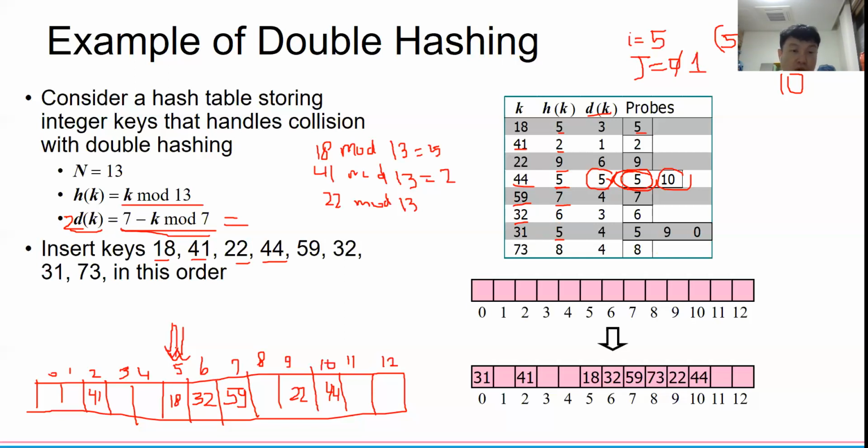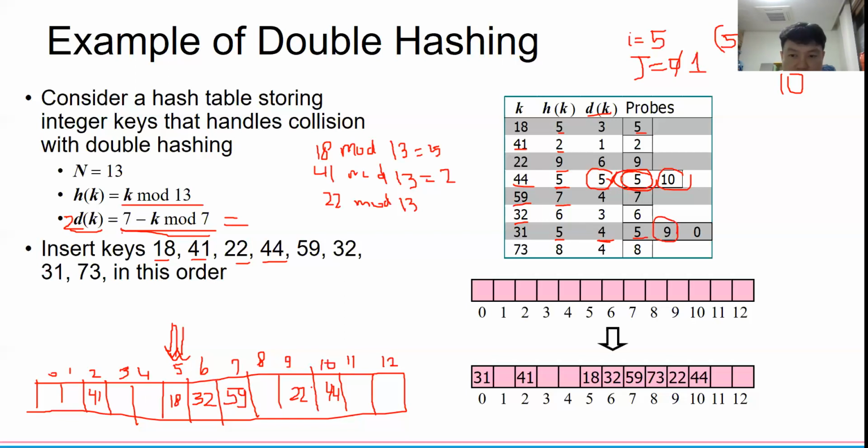So you don't want to have a collision with this one, so I have another hash function. The second hash is this one: 7 minus k mod 7, and the result will be 4. But what is this 4? It has to do with the probing. 4 plus 5, and the result will be 9.